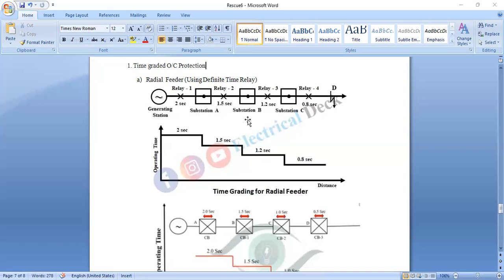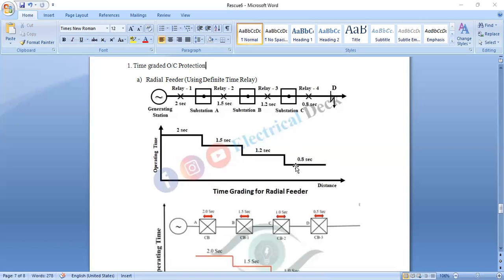So this is nothing but the operating time and the distance, which will follow like that. Similarly, this is the supply end and this is the load end side. So the current value will decrease from the source towards the load end.